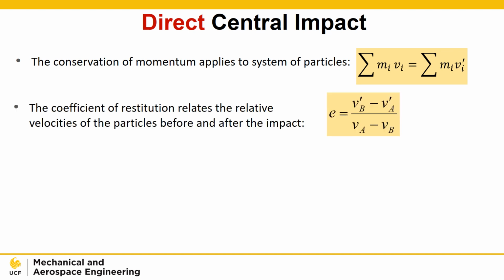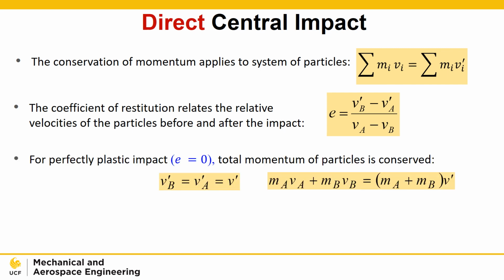The coefficient of restitution relates the relative velocities of the particles before and after the impact. E, the coefficient of restitution, is equal to Vb prime minus Va prime, which is the relative velocity of the particles after impact, over Va minus Vb, which is the relative velocity of the particles before the impact.